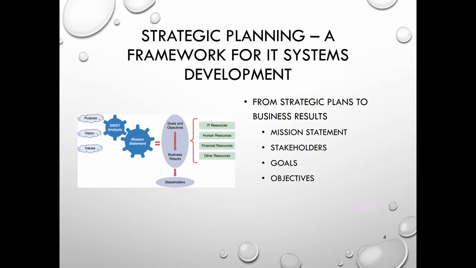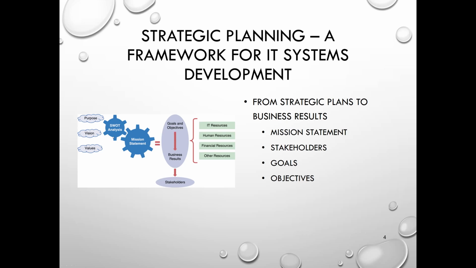So when we set up the strategic plans already, we try to transform them into business results. For the strategic plan to business result, we need to have a mission statement. We need to have stakeholders. We need to have goals. Why do we have to do that? And objectives. So you can see that in this one.